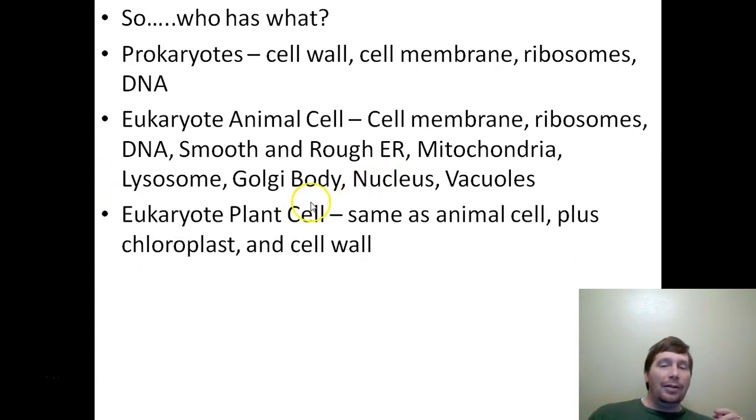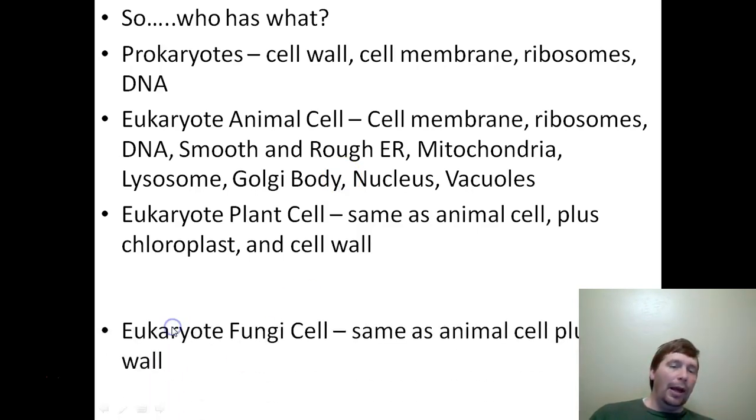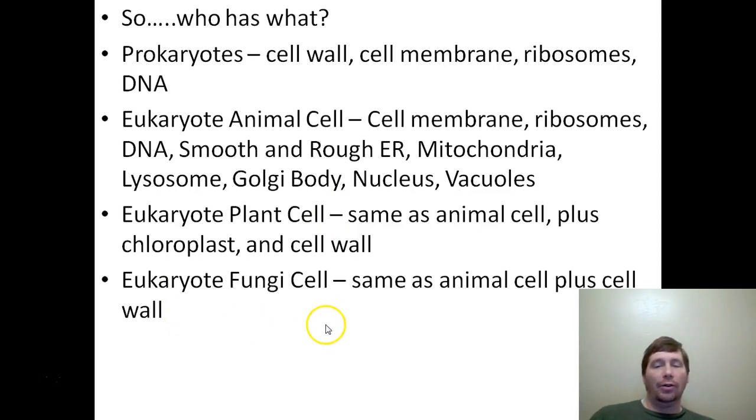In a plant cell, you're going to find everything that's in an animal cell plus a chloroplast and a cell wall. So a plant cell has everything that an animal cell has plus two more things. In a fungus cell, you're going to find everything that you found in an animal cell plus a cell wall. No chloroplasts though. Chloroplasts are only found in plant cells. So these are all the different parts of the cell that we covered, and you do need to know the function of each and every one of them.